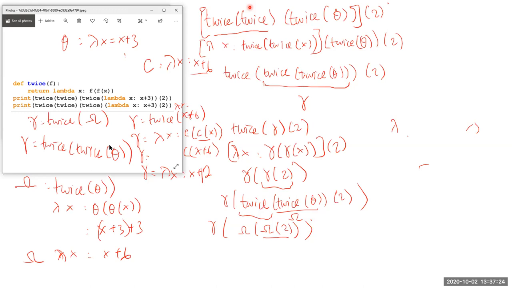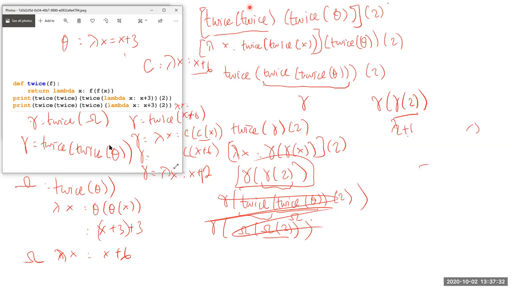So in this case, we have this part over here, gamma 2. Gamma 2 is 2 plus 12, it should be 14. And 14 plus 12 is 26. Okay, I didn't see. Is it correct, 26?